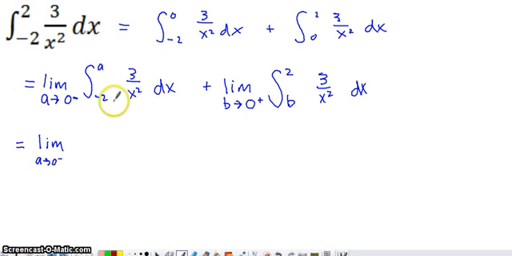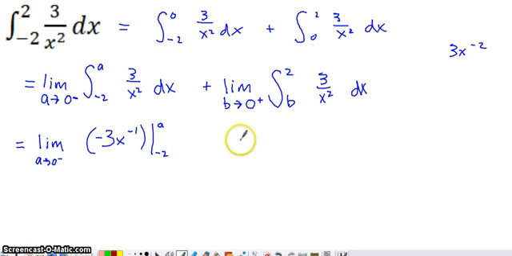So now I'm going to use the fundamental theorem of calculus. This is 3x to the -2nd, right? That integrand would be 3x to the -2nd if I wanted to write it in equivalent form. I could add 1 to this exponent to turn the exponent into a -1. And then I would just have to divide by that new exponent. Divide by -1 is just going to make that coefficient negative. I'm going to have to evaluate this from -2 up to a and just see what happens.